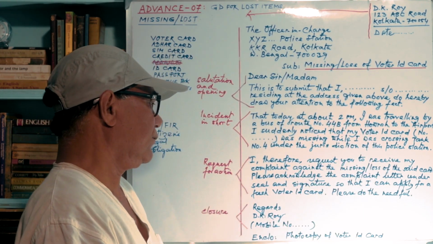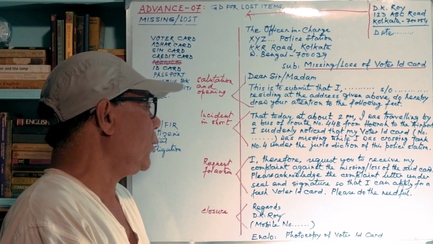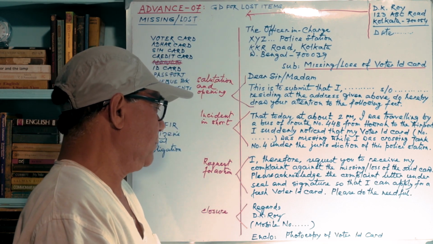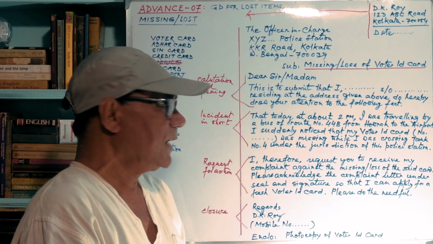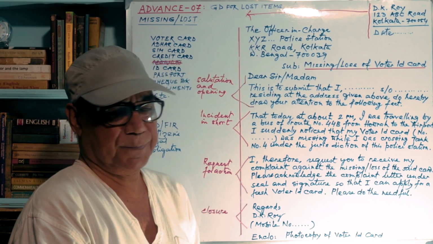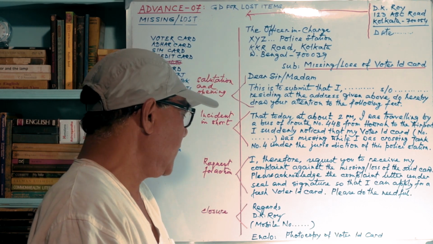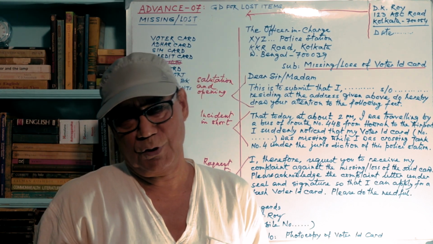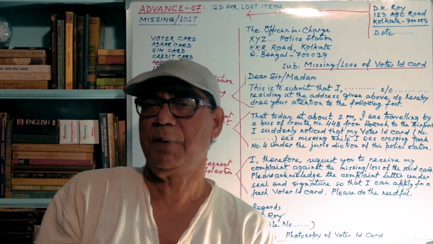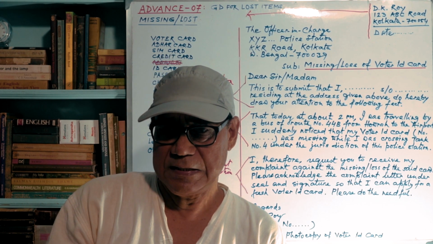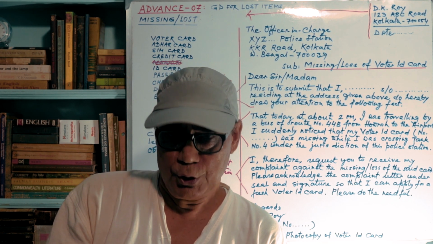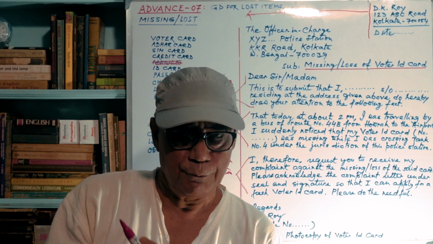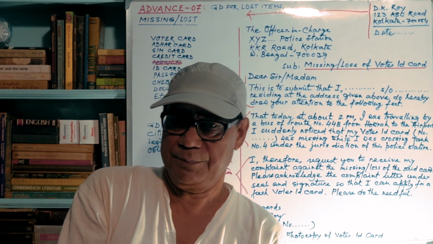Then I therefore request you to receive my complaint against the loss of the said card. Please acknowledge the complaint letter under seal and signature so that I can apply for a fresh voter ID card. Please do the needful. This is important: you submit a paper, and the officer signs there and gives a seal, so that later on you can use that document as proof that you have lost the item.